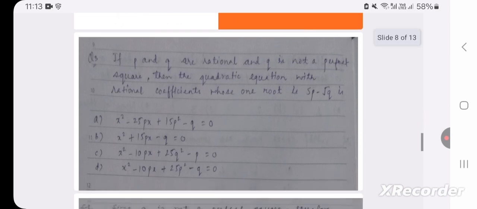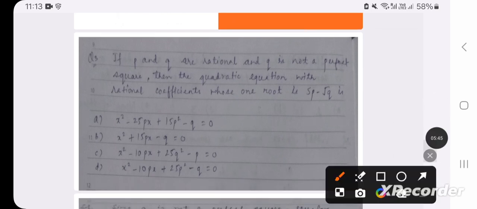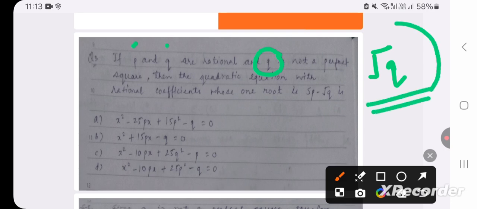Now question number 3. In question number 3 it is given, if p and q are rational and q is not a perfect square, means if we take root of q, we will not get a real number. So it is not a perfect square, it is an irrational expression. And one of the roots of this quadratic equation is 5p minus root q. So the required quadratic equation will be what out of these four options?